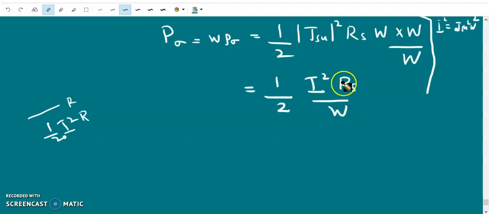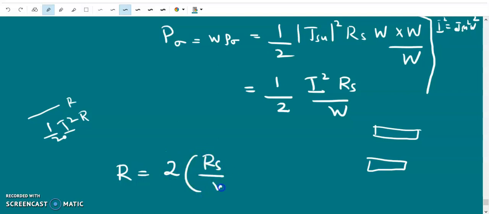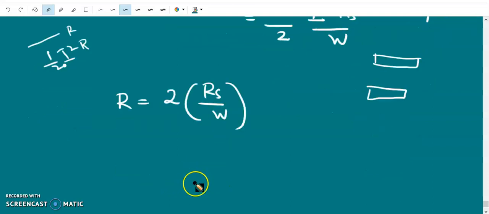So here the effective resistance is Rs by W for the upper conducting plate. So the effective resistance per unit length for both the plates, the upper as well as the lower plate, is the sum of these two resistances, and it is equal to R is equal to 2 into Rs by W. The effective series resistance per unit length for both the plates of a parallel plate transmission line having width W is equal to 2 times Rs by W.